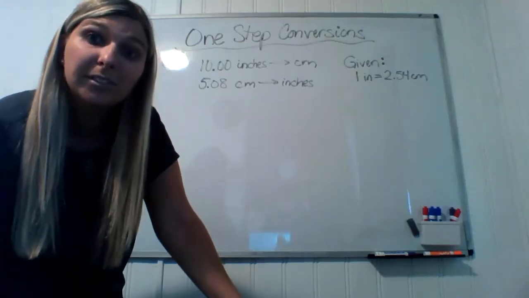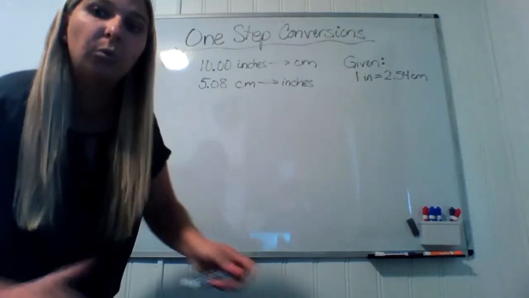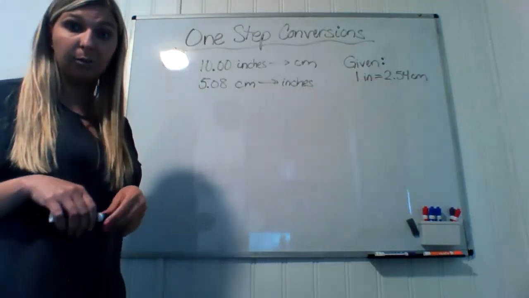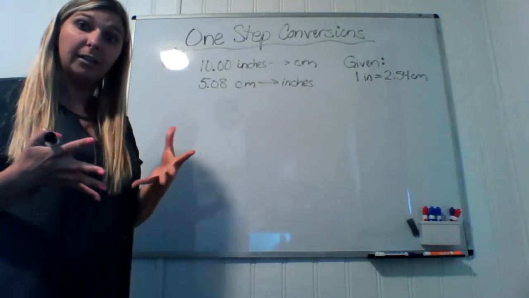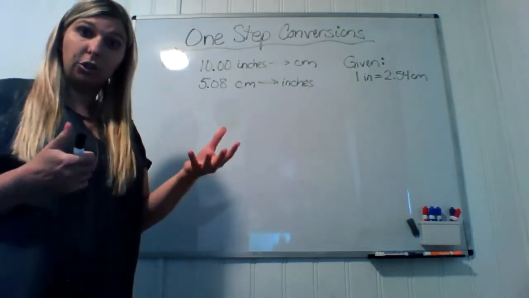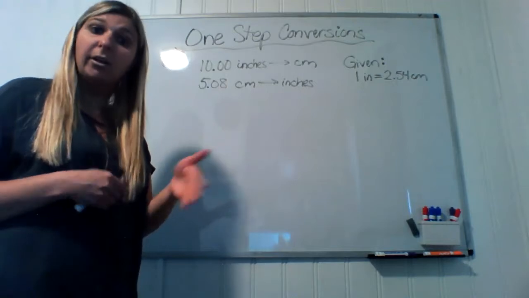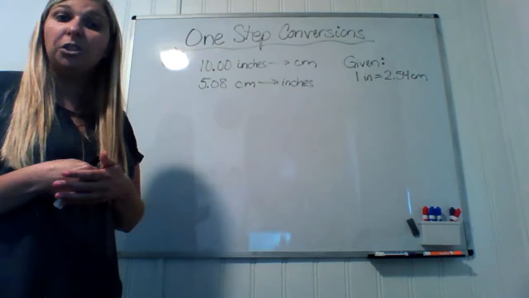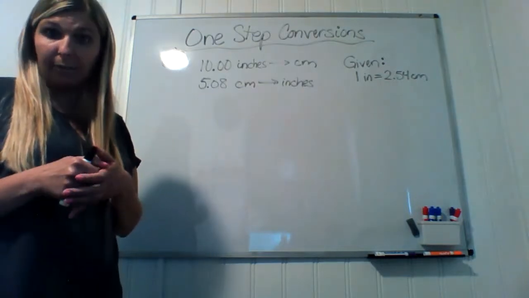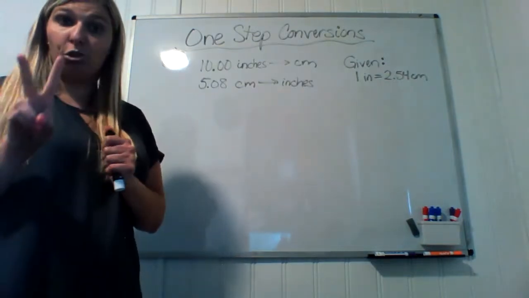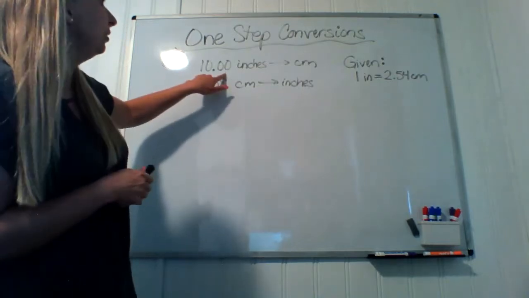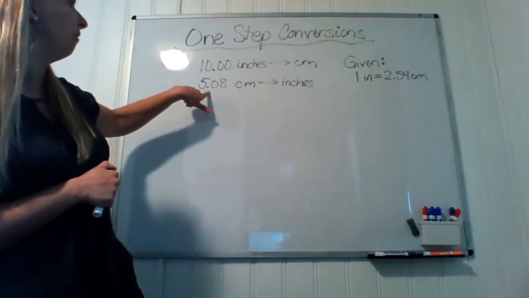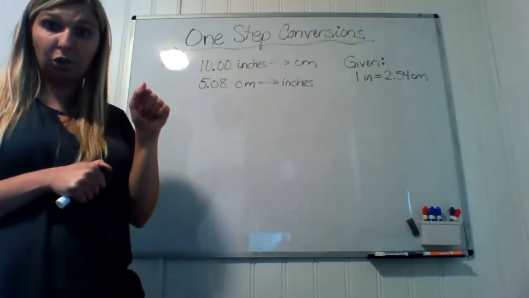In this video, we are going to consider one-step conversions using the equivalence given that 1 inch is equivalent to 2.54 centimeters. So what this information is telling us is how we can relate inches, which is the English unit of measuring length, and centimeters, which is the metric unit for measuring length. So what we're going to look at is two examples here. 10 inches to centimeters first. Then we're going to try the opposite, 5.08 centimeters into inches.